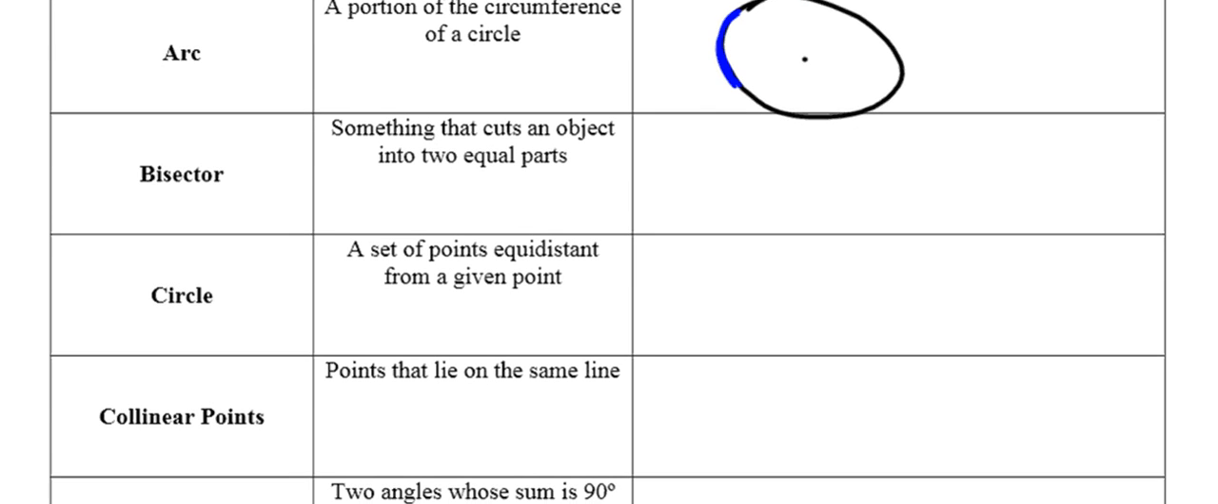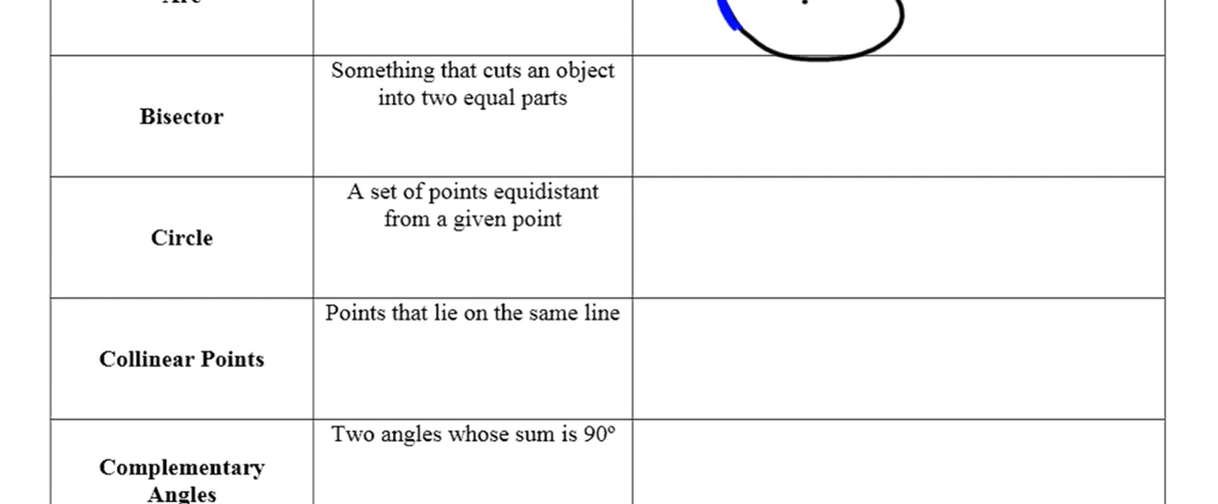Bisect, we said, means to cut something into 2 equal parts. It could be an angle bisector, in which case it would divide an angle into 2 equal angles. It could be a segment bisector that would divide a line segment into 2 equal segments. But the important thing that you know here is that a bisector is going to divide it into 2 equal parts.